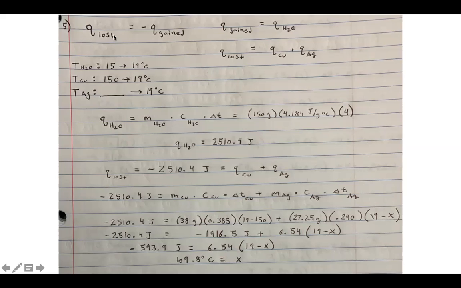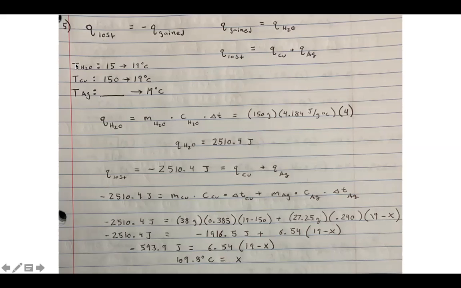And how about the lost section? What chemical species lost heat? Well, because we added hot copper and silver to cold water, I'm going to assume that my heat lost is equal to my heat of copper plus my heat of silver. So a pretty typical problem. It's just that one of our Q's is actually a combination of 2 different metals.